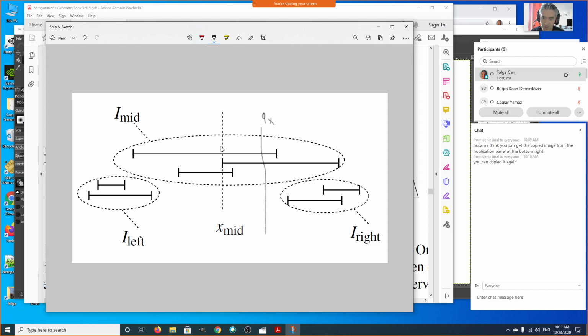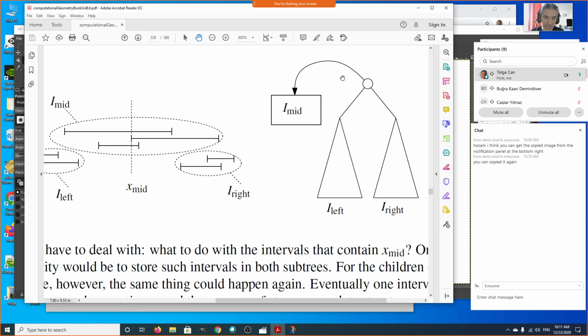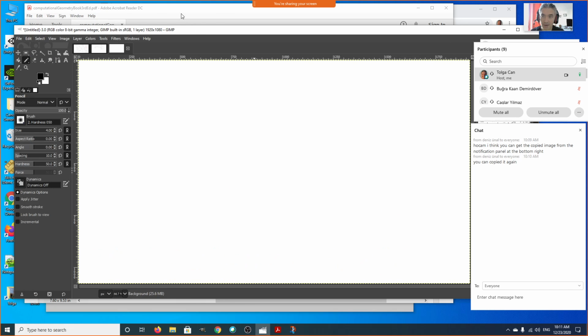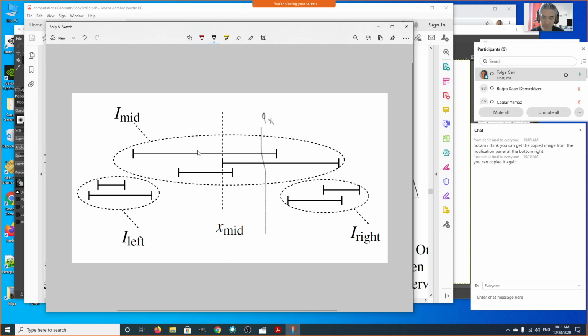Now the subproblem that I need to solve when I'm traversing the tree, even if I go left or right, it doesn't matter, I have this problem. I have QX and I have some segments in IMID, and given this bunch of intervals, find the ones that intersect with QX. For example, from this IMID, I shouldn't report this segment at the bottom, but these 2 segments at the top should be reported.